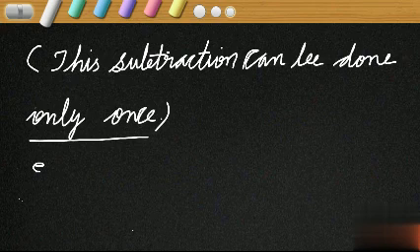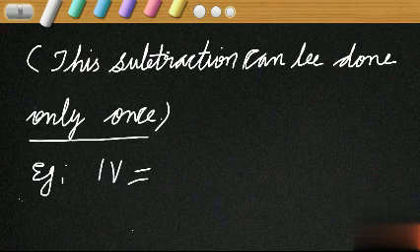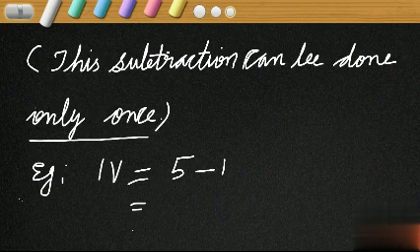Now let's write some examples. Example: IV. IV means here a smaller numeral I is written on the left side of greater numeral V, isn't it? What is the value of I? 1. What is the value of V? 5. That means smaller numeral 1 is written on the left side of greater numeral 5. So what has to be done as per the rule? The smaller one has to be subtracted from the greater one. So 5 minus 1. What is the answer? 4.